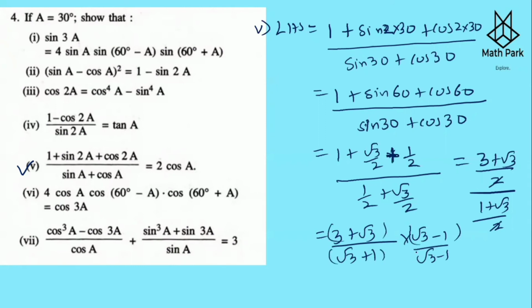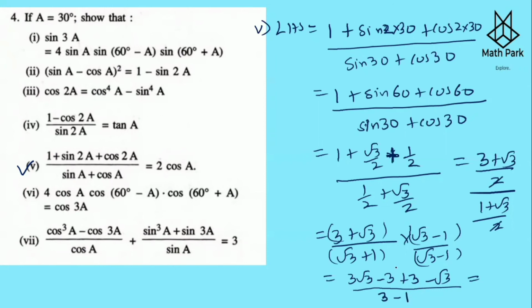Let us simplify this further. When we multiply the numerators here, 3 times root 3 is 3 root 3. 3 times minus 1 is minus 3. Root 3 into root 3 is plus 3. And 1 into root 3 is minus root 3. Upon the denominator, we have a plus b into a minus b is a square minus b square. Root 3 square is 3 and 1 square is 1. So we get 3 minus 1.